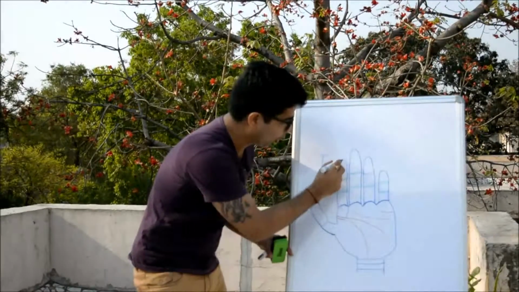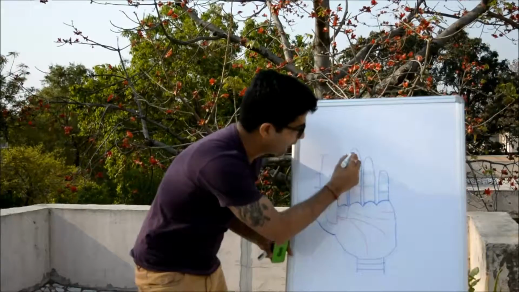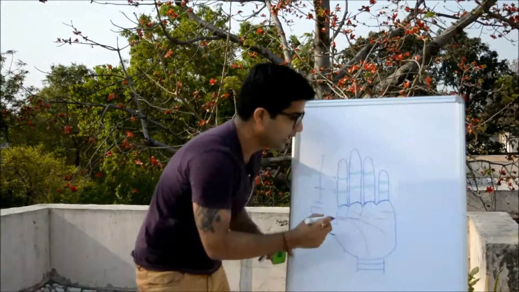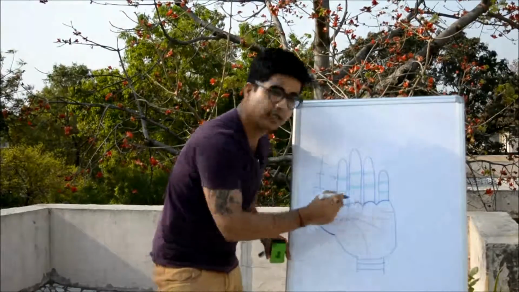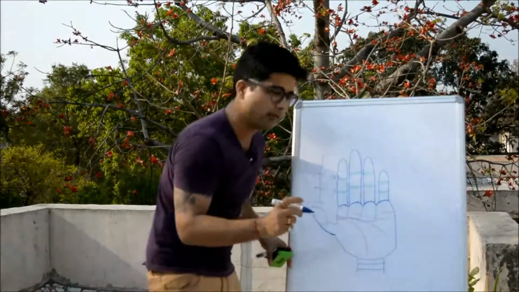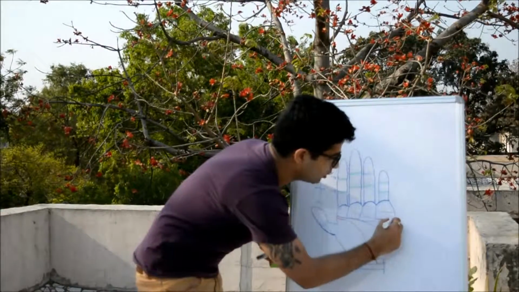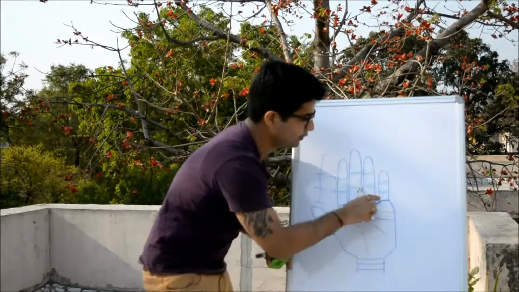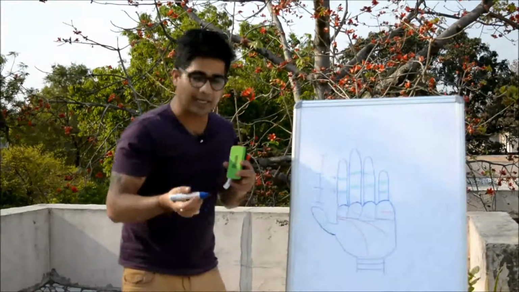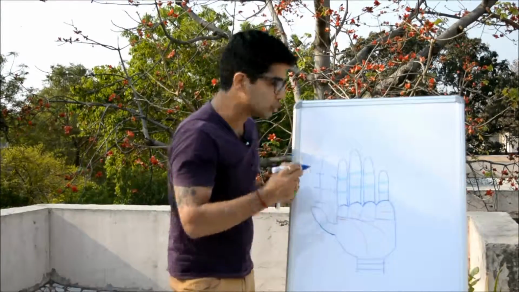At the bottom of the index finger we have the mount of Jupiter, at the bottom of the middle finger we have the mount of Saturn, at the bottom of the ring finger we have the mount of Apollo, and at the bottom of the little finger, the cushy portion, we have the mount of Mercury. And I forgot to tell you that this finger is associated with the planet Jupiter.